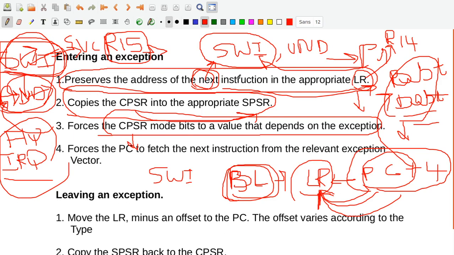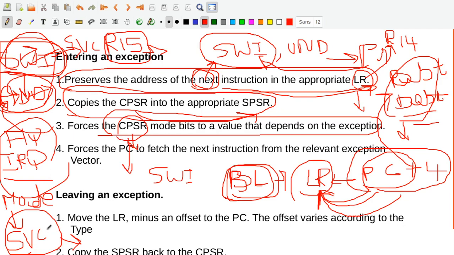So in the SPSR, you know that you were in the user mode before you entered the supervisor mode because of the software interrupt exception. What you do is force the CPSR mode to a value that depends on the exception. Now since the software interrupt exception is raised, what will the CPSR mode be? It will contain the 5-bit mode bits; instead of user mode you will have the SVC mode, isn't it? So the SVC mode will be copied to the CPSR, the 5-bit SVC value will be put in the CPSR.